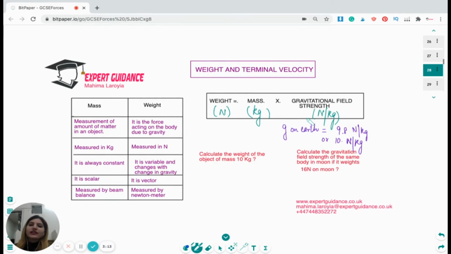Now let us take a look at a very important concept, which is weight and terminal velocity. Now you must have heard of what your weight is.